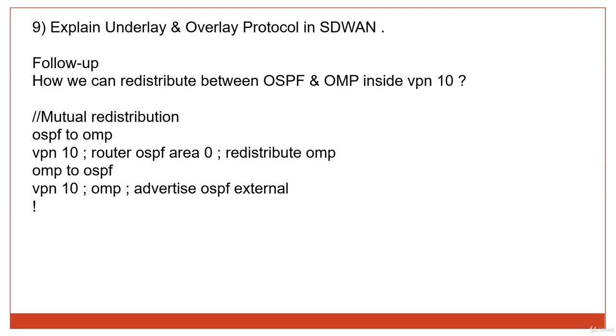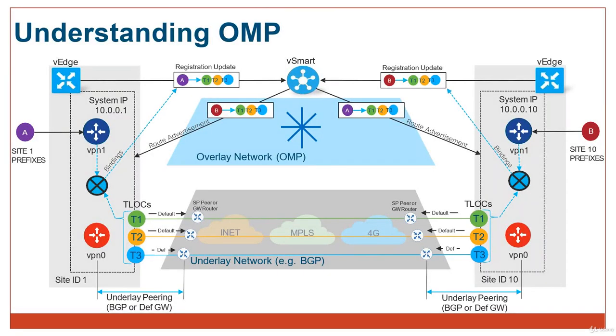The overlay protocol is OMP, that is Overlay Management Protocol. Behind the scenes, if you check OMP, you will find that it's very much influenced by BGP, or in loose terms, you can say it's like a custom-made BGP. It takes attributes from BGP and adds the attributes of SD-WAN, and then we have the Overlay Management Protocol. OMP is the only protocol that my control plane, the vSmart, understands.